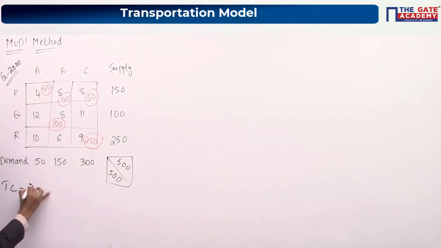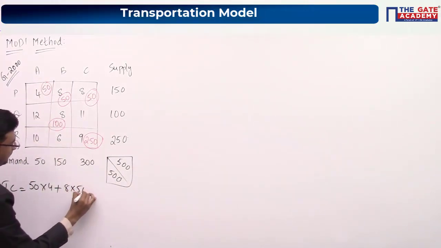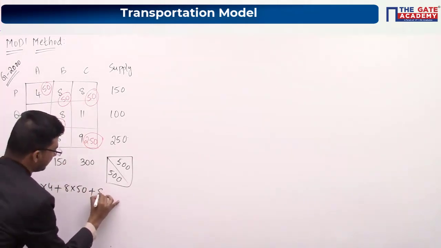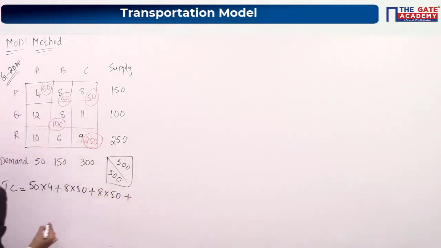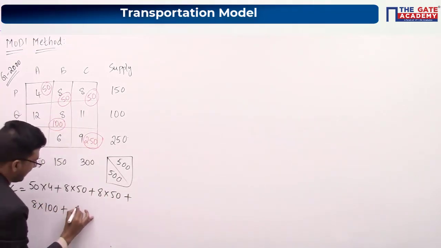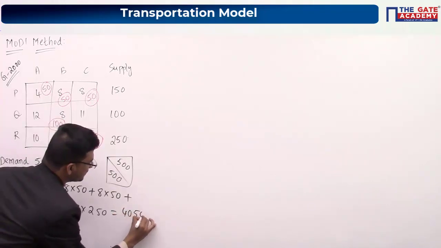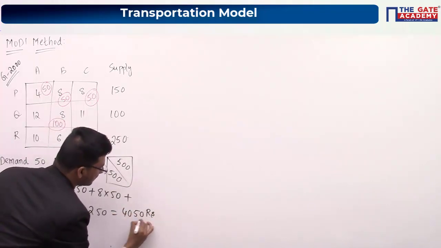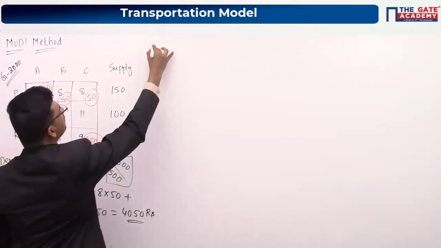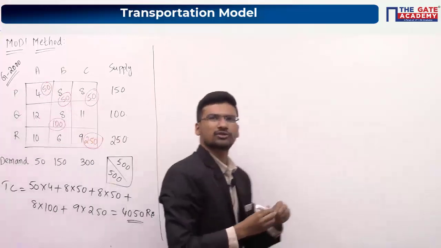Total cost is 50 into 4 plus 8 into 50 plus 8 into 50 plus 8 into 100 plus 9 into 250. So I guess you will be getting this value as 4050. Please check, and if it is wrong, please correct me. So this is our initial solution.